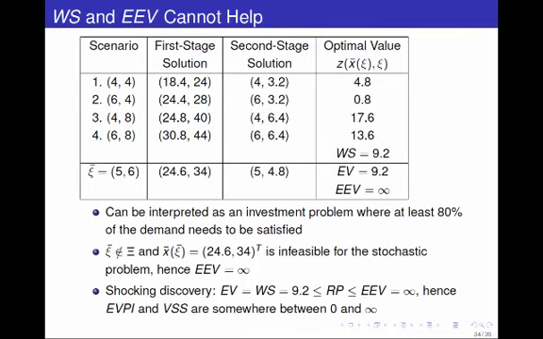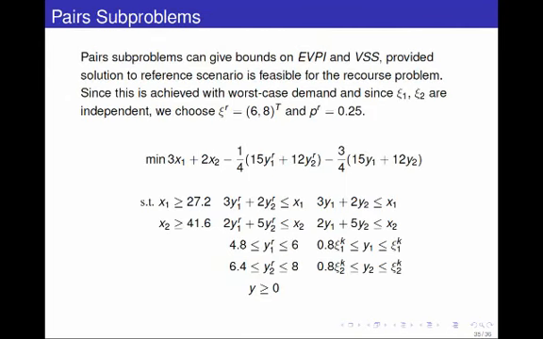Okay, so let's see what, if any, information we get about the value of perfect information, the VSS, and so on. So we have that EV is equal to wait and see, which is 9.2, and EEV is infinity. So we know that wait and see and recourse, EVPI and VSS are anything between 0 and infinity. Very informative. We knew that already. We have not put bounds on our problem that tell us if it's worth solving the stochastic program.